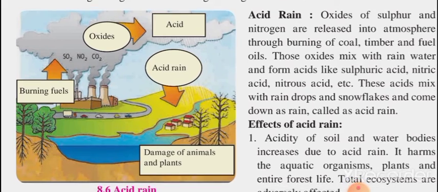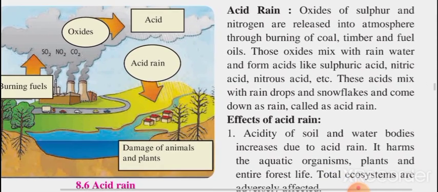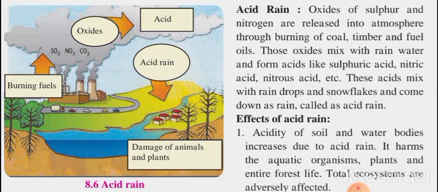Have you heard about acid rain? Obviously you may have heard about it. Here is the diagram for acid rain. You can observe here burning fuels. Through burning fuels, a lot of things get released like SO2, NO2 and CO2, and these oxides get converted into acid, and through the rain it falls down, and acid rain is created.